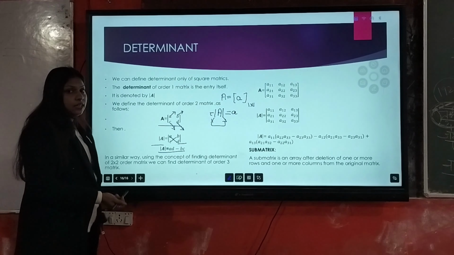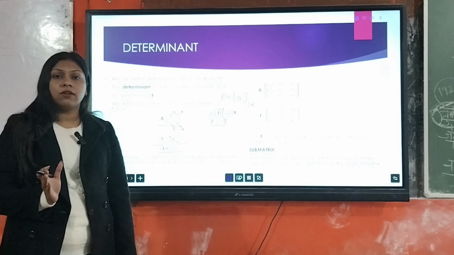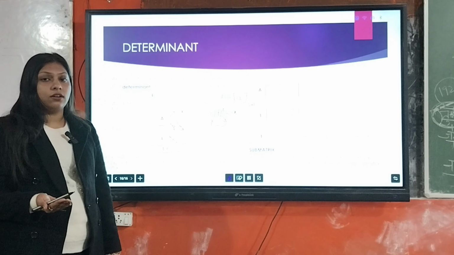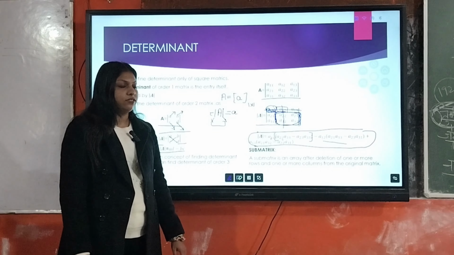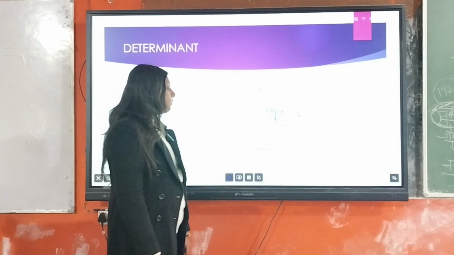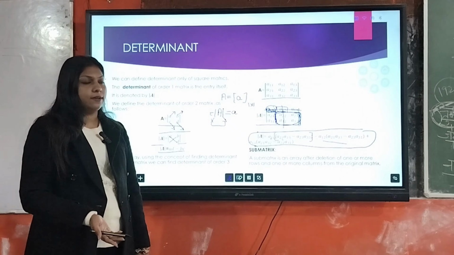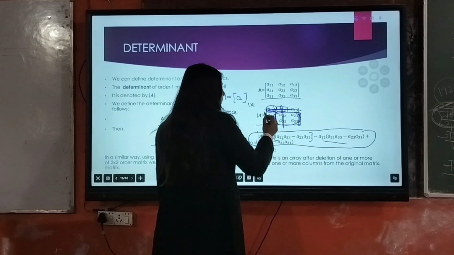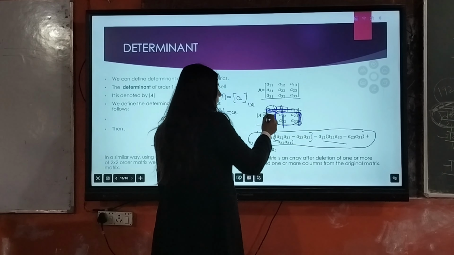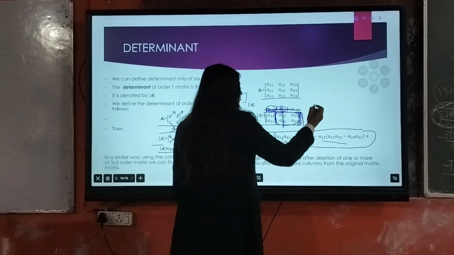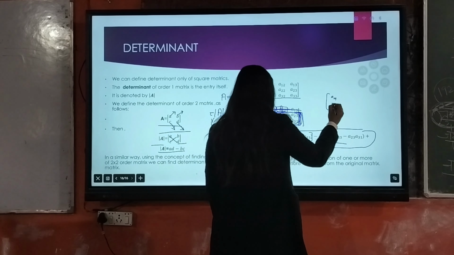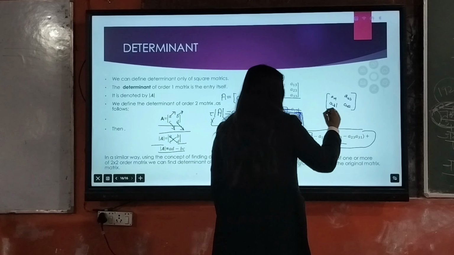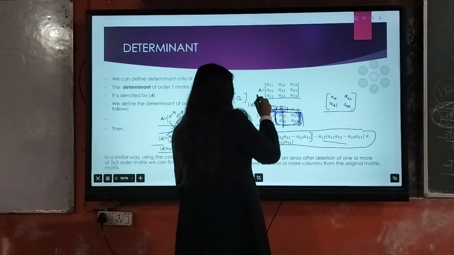Now, using the definition of how we find the order 2 matrix determinant, we can find determinants of higher order matrices. For that we go to the definition of submatrix. A submatrix is an array after deletion of one or more rows and/or one or more columns. Here we are deleting one row and one column, and the entries that are left, we form a matrix with them, that is A21, A31, A23, A33. So this is a submatrix of this matrix A.